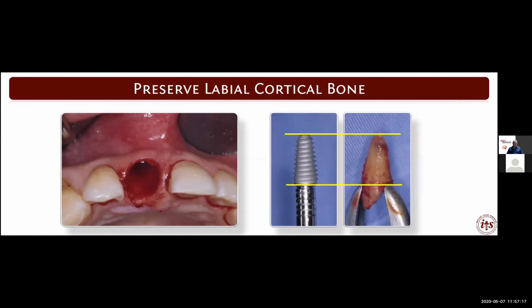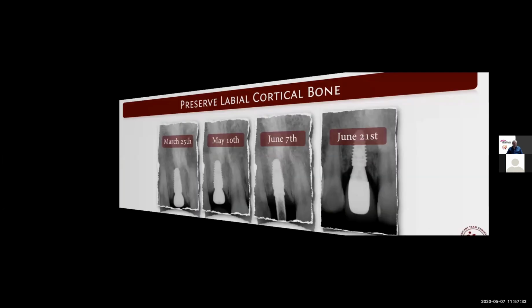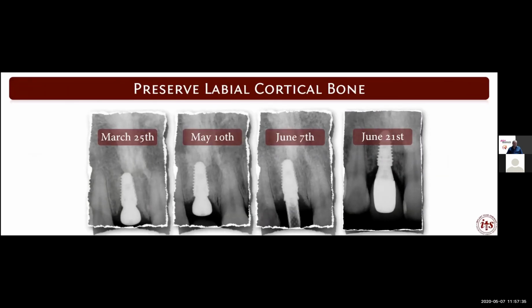Here we see that this is a central incisor. The tooth is extracted, gives us the length of the implant that we're going to place, and we're going to make sure placing the implant is more to the palatal, so we leave about 3 or 4 millimeters of labial bone intact. So going from March 25th with the healing abutment, and by the 21st of June, the patient now has nice crown restoration. There is the platform switching and a very successful case.